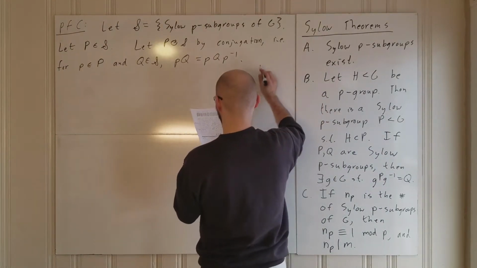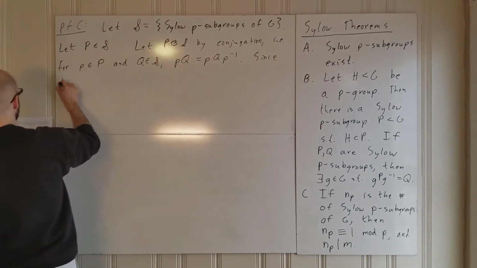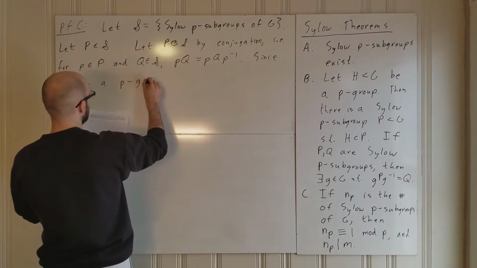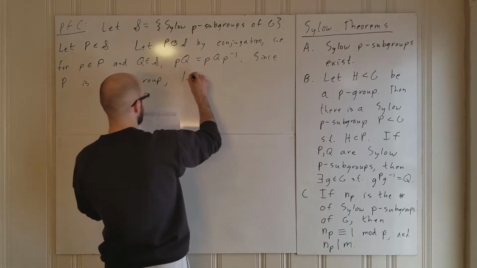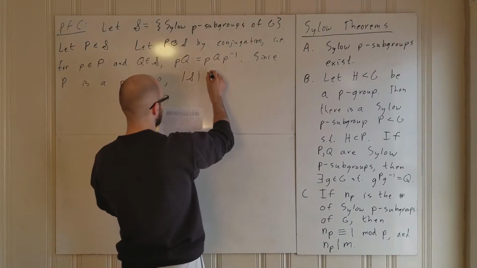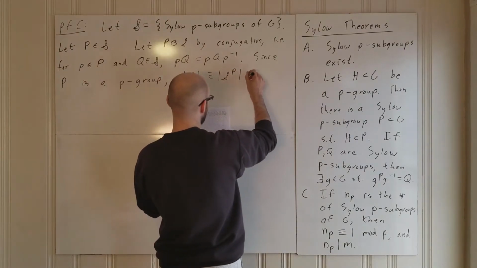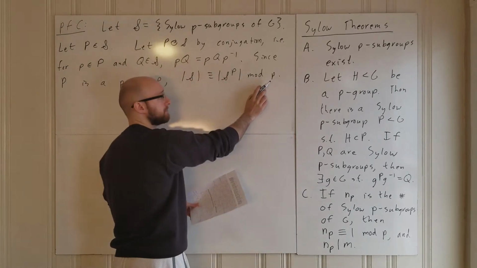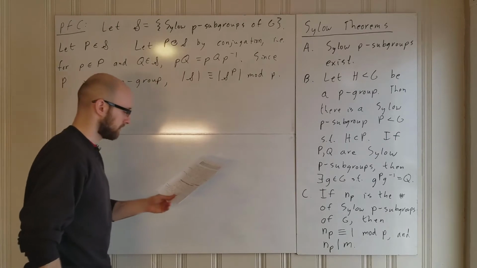Let's see here. Since P is a p-group, or a p-subgroup, whatever you want to call it, the size of script S must be congruent to the size of script S to the P mod p. Here this is lowercase p, this is capital P, this capital P that we fixed. Okay?